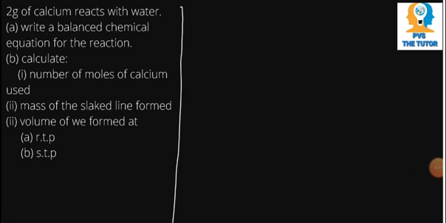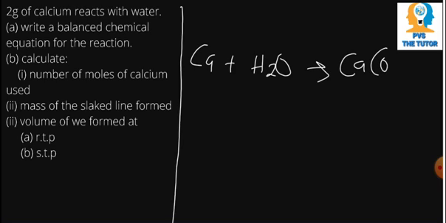So it says write a balanced chemical equation for the reaction. Calcium, Ca, plus H2O, water, forming calcium hydroxide plus hydrogen gas. Now we need to check if the equation is balanced.